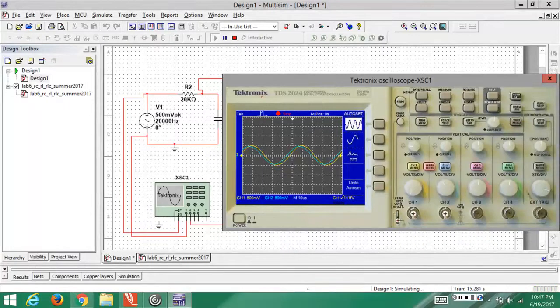spans 50 microseconds. Remember, the x-axis of the oscilloscope represents time, and over here at the bottom of the screen of the oscilloscope, it says M is 10 microseconds. So each block over here represents 10 microseconds. So either we can calculate this, or we can see this visually from here, how many blocks one cycle of this waveform spans. It can be 1, 2, 3, 4, 5.